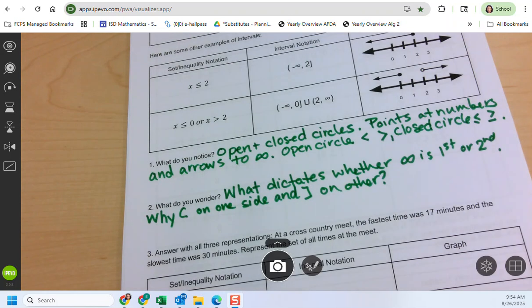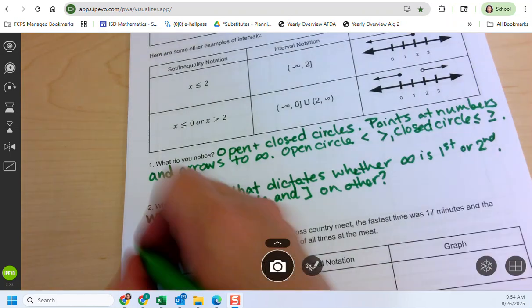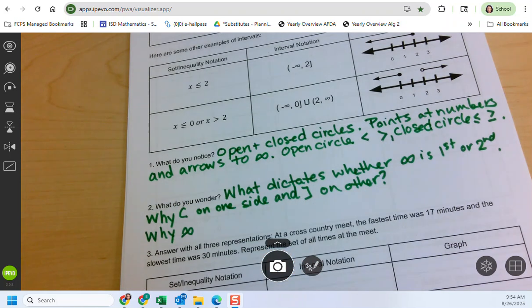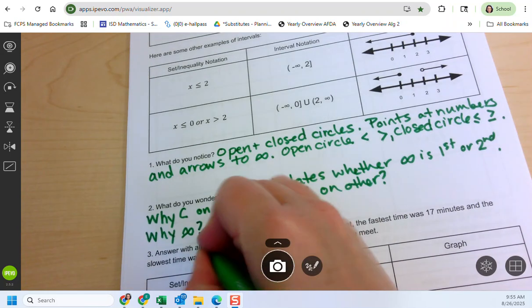Thank you. All right, up front, what do you guys have? Why are we using infinity symbols? Okay. What do you guys have? Excellent.